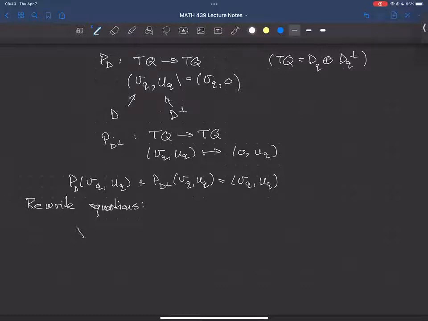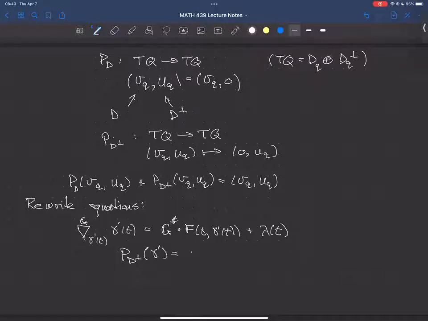Okay, so the equations now read. And again, I'm going to just replace G sharp lambda with lambda. Okay. And then the constraint equations read like that. Okay.